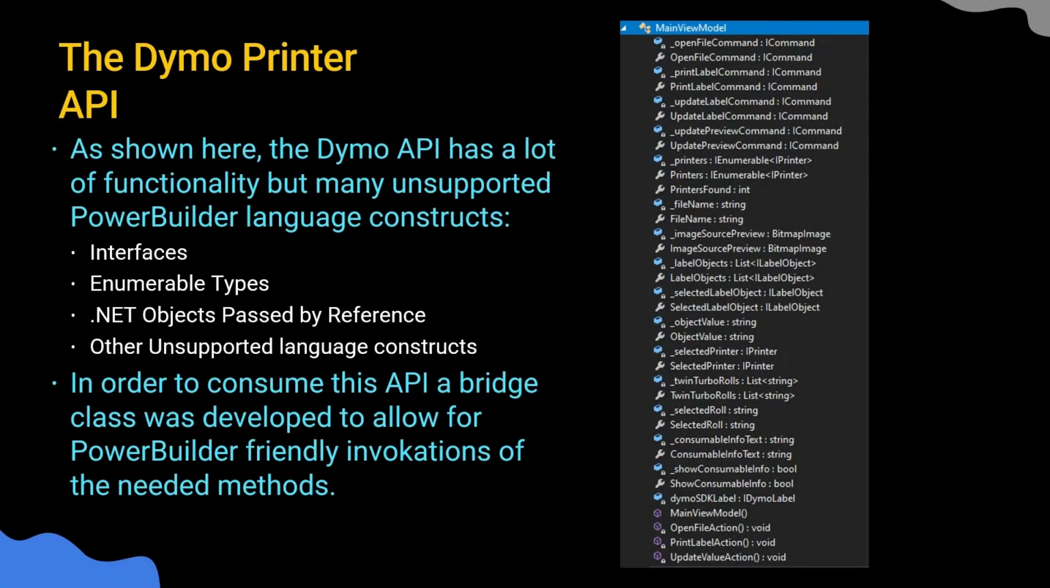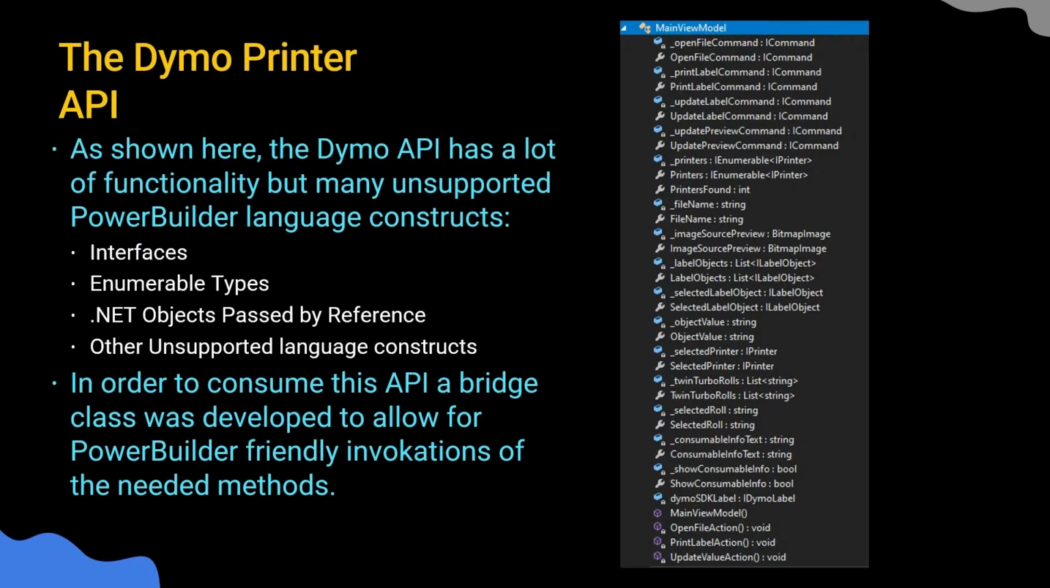I'm going to show you the standard DYMO API. As shown, the DYMO API has a lot of functionality, but has a lot of unsupported PowerBuilder language constructs. Things that are common in C#, like interfaces, which are contracts to support the behavior of classes. There are innumerable types in .NET that don't have analogous types in PowerBuilder. .NET objects can be passed around by reference fluently in C#, but not all .NET classes can be passed out to PowerBuilder. And there are other unsupported language constructs.